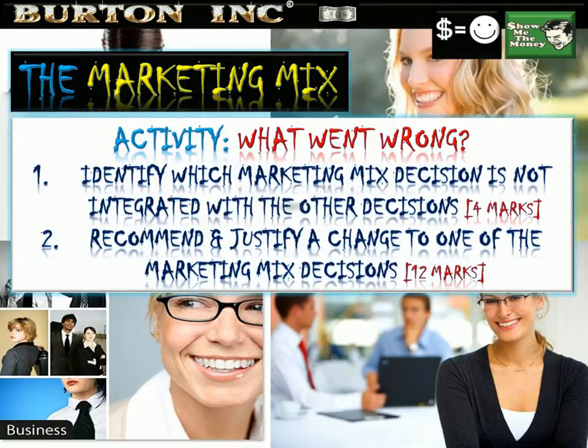Quick activity here. What went wrong? I'm going to show you 4 P's surrounding a product. Identify which marketing mix decision is not integrated with the other decisions. Remember, they're all dependent, they're all interrelated, one impacts on the other. So the marketing mix needs to be consistent. Identify what is wrong, which one of those things is not like the other, and recommend and justify a change to one of the marketing mix decisions.